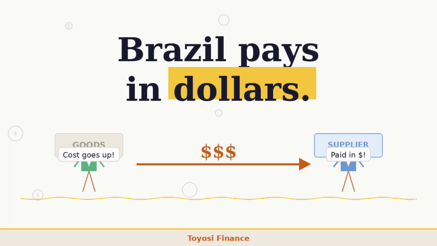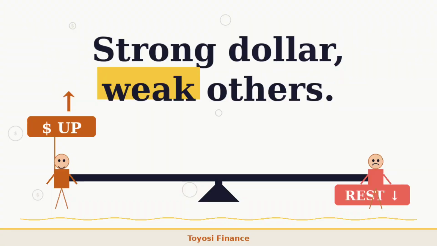Let's take, for example, a company in Brazil importing goods. It probably will have to pay its suppliers in US dollars. So if the US dollar is stronger, that means their costs also increase. So here's exactly how the Fed controls the global economy, or the global money.